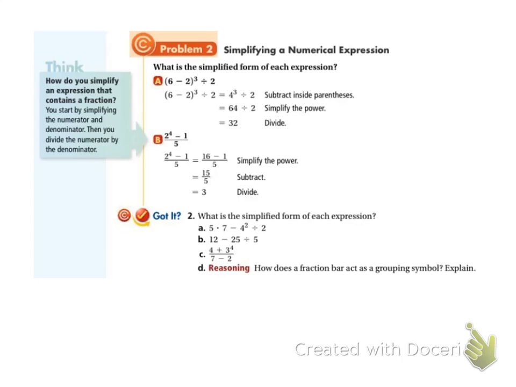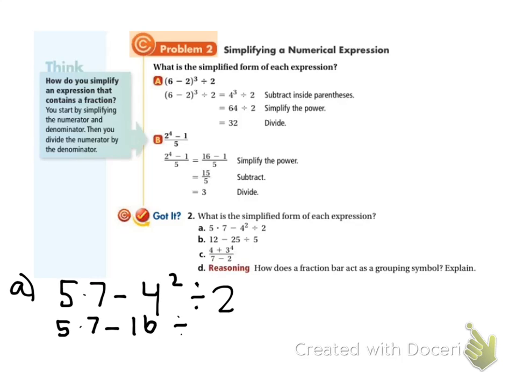Okay, now for our got it question. Part A, we have 5 times 7 minus 4 squared divided by 2. I don't have a grouping symbol, but I do have exponents, so I need to simplify that 4 squared. So I leave my 5 times 7. That 4 squared becomes 16, and keep my divided by 2. Now I have multiplication and division in my expression, and I'm going to start from the left and go right. So first I'll do the 5 times 7, which gives me 35. Just leave my subtraction sign, and I'll do 16 divided by 2, which gives me 8.